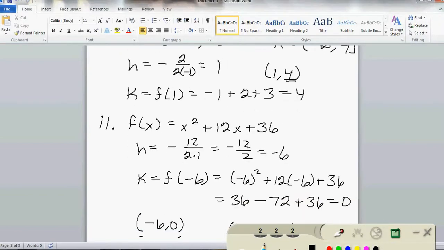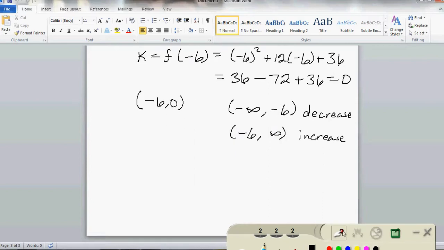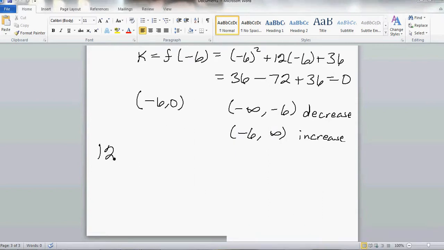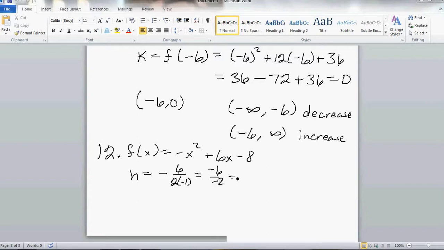And then one final example for this video, and that is example number 12. F of x is equal to negative x squared plus 6x minus 8. For h, and really there's no need to find k. Just for completion I did it here. I'm not going to do it here, because all we are interested in is the x value, the h. So that'll be negative b over 2 times a, negative 6 over negative 2, or 3.